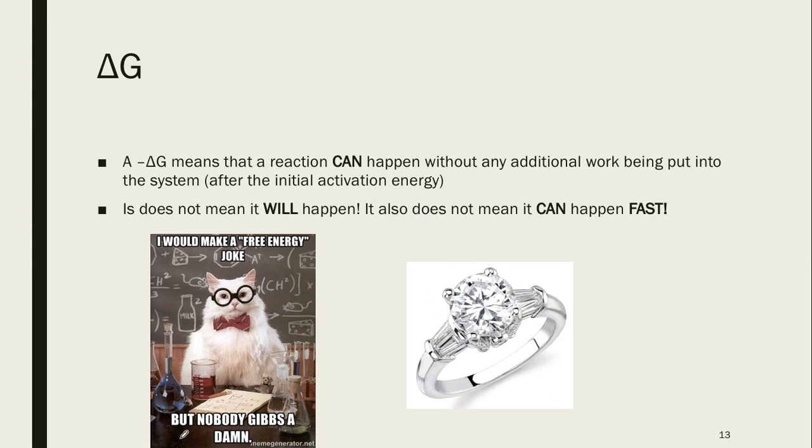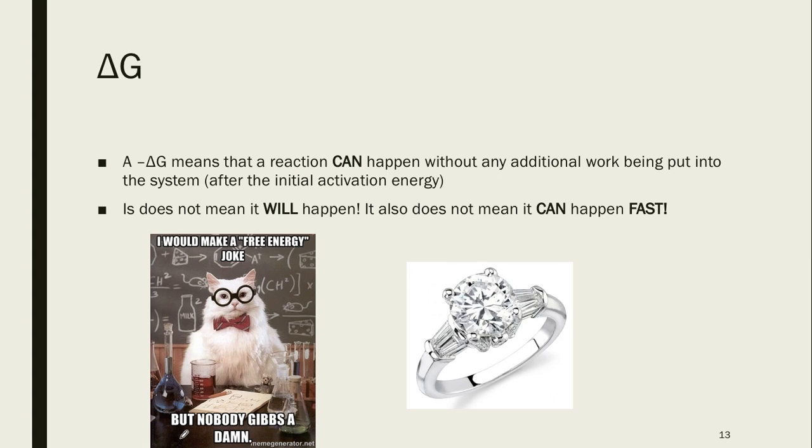So to sum up delta G, a negative delta G means that a reaction can happen without additional work being put into the system, but it does not mean it will happen, and it also does not mean it can happen fast. Just because a reaction is spontaneous doesn't mean that it will happen. And if it does happen, it could be a really, really slow reaction. The speed of reactions is something that we're going to learn when we do kinetics.